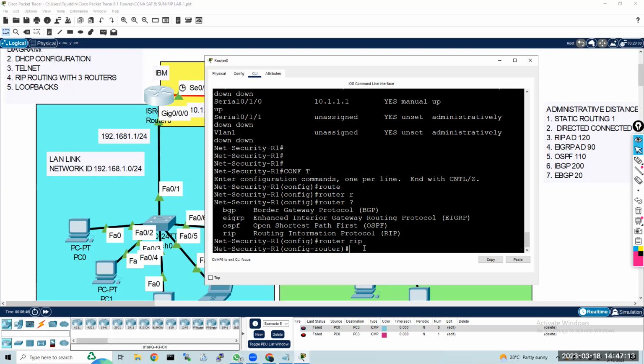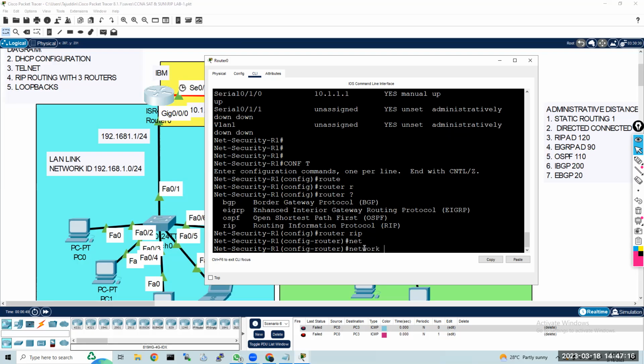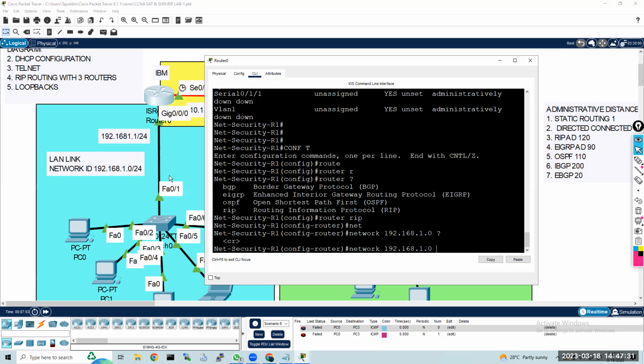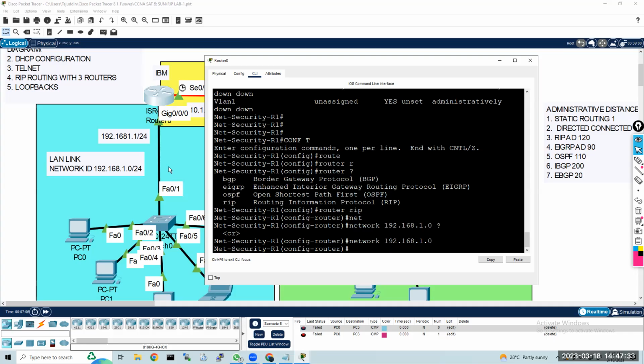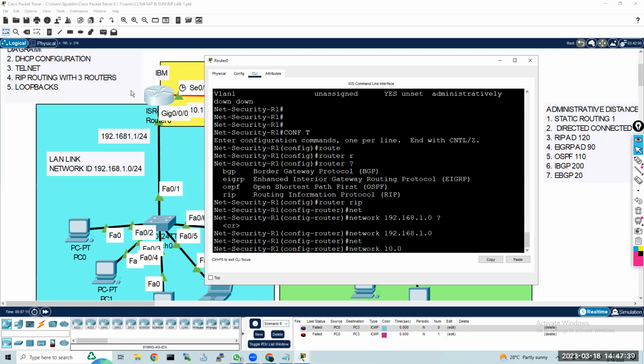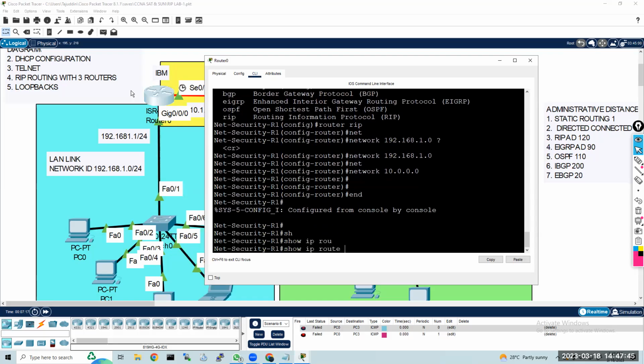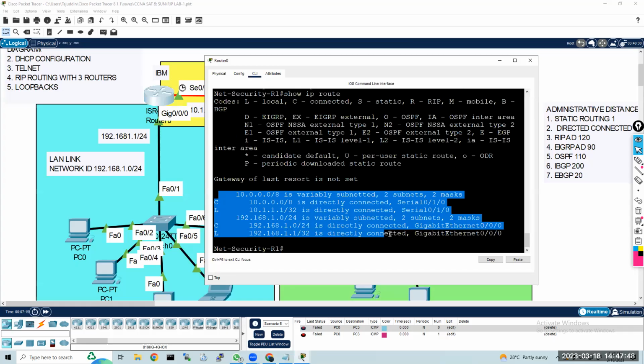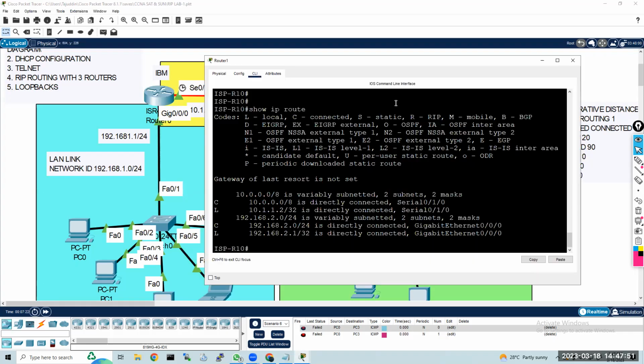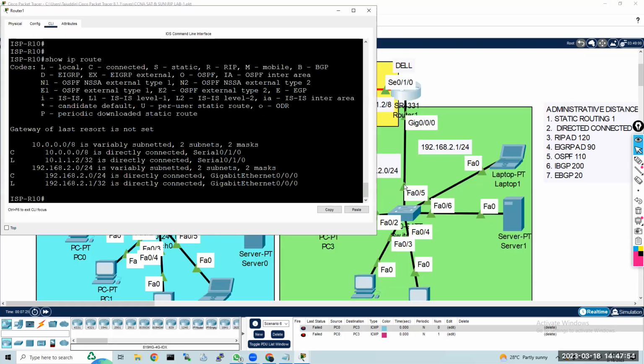Now how do we configure this? We just have to advertise your internal networks. How do I advertise a network? What is your internal network? This is your network, you can see, right? 192.168.1.0. And there is one more network, 10.0.0.0. That's it. Show IP route. Still it is not learning that, which means we have to configure the other router as well.